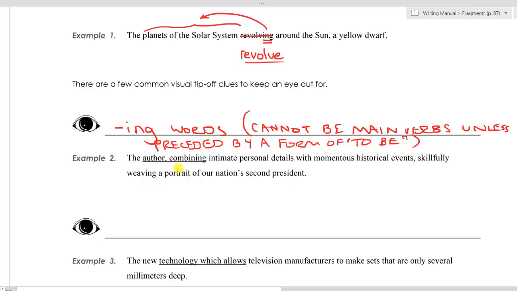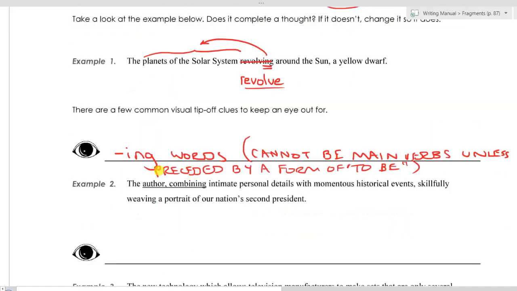We just have a string of description after this noun at the beginning of the sentence. This combining describes the author. This skillfully weaving describes the author. So again, we don't have a main verb here. We don't have an independent clause.